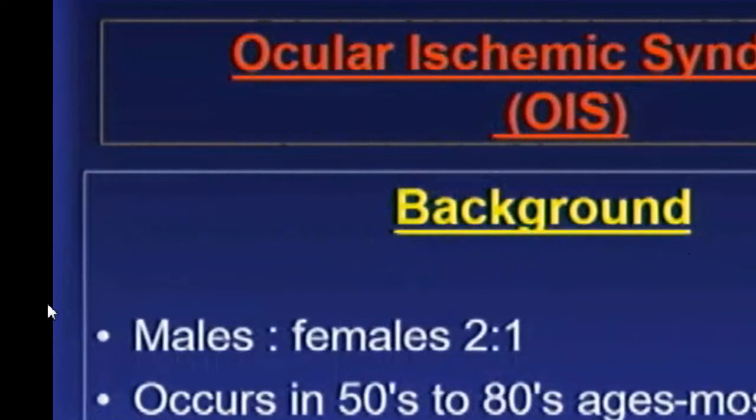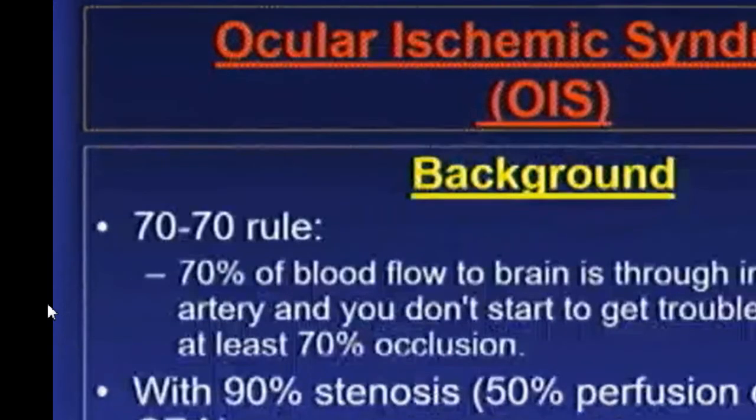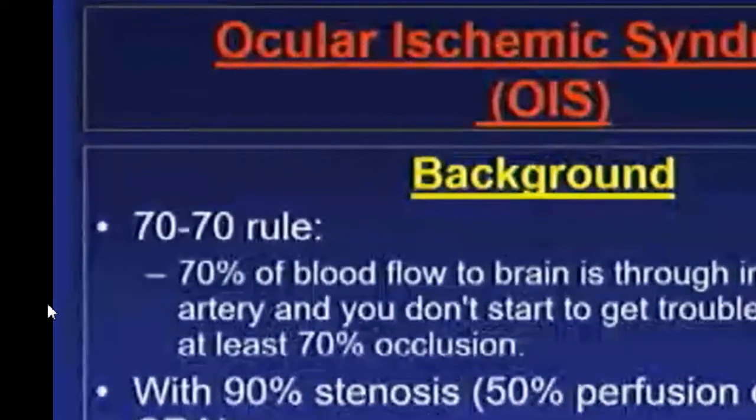The male to female ratio is 2:1, and it occurs between ages 50 to 80, most commonly in the 60s, and occurs bilaterally in 20% of cases. We have to follow the rule of 70-70. 70% of blood flow to the brain is through the internal carotid artery, and you don't start to get trouble until there is at least 70% occlusion. So 70 and 70 is important in this patient: look for the age of the patient and the percentage of the obstruction. With 90% stenosis, there is a 50% perfusion drop within the central retinal artery.